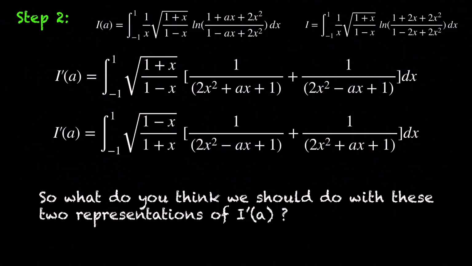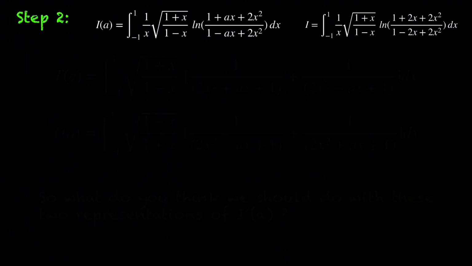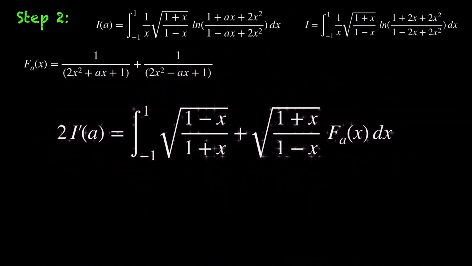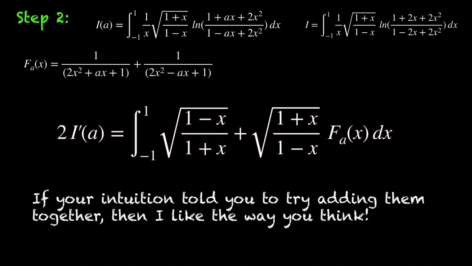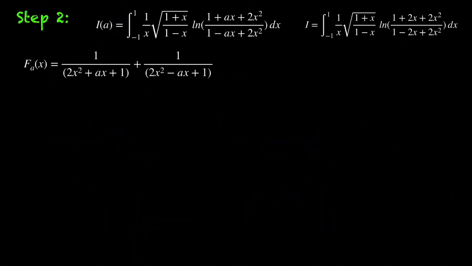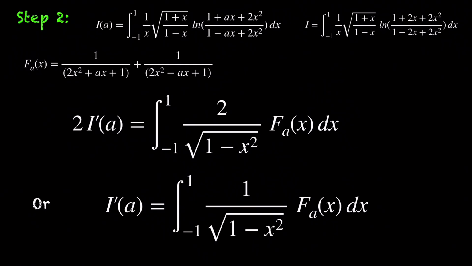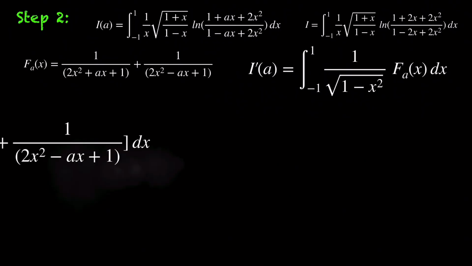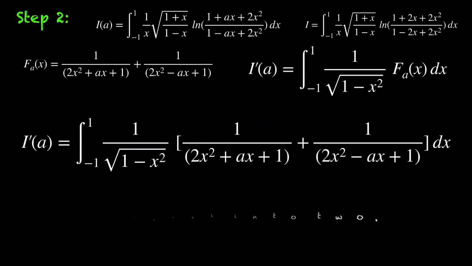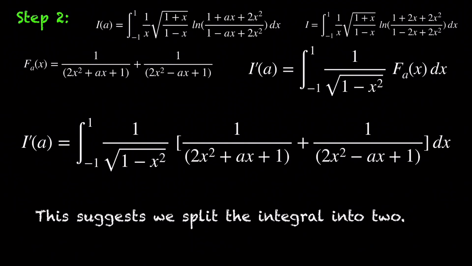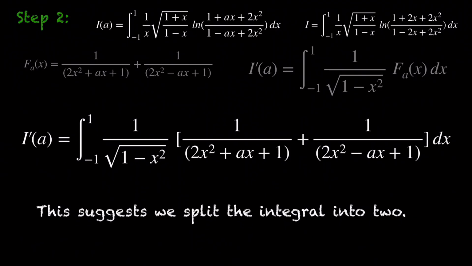So what do you think we should do with these two representations of I prime? If your intuition told you to try adding them together, then I like the way you think. So now here is the result, or I prime is equal to this integral. Or in expanded form, this integral, which suggests we split it into two integrals.